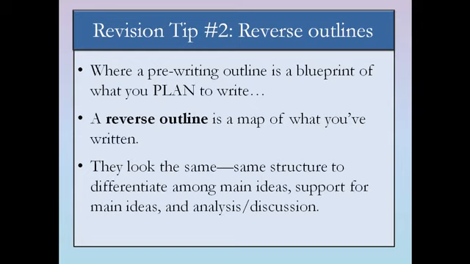Use the same structure to differentiate among the main ideas and the support for main ideas, and then the commentary on that support, etc. You're going to have everything on a separate line like that. But again, where the pre-writing outline was a plan, this reverse outline is a map.